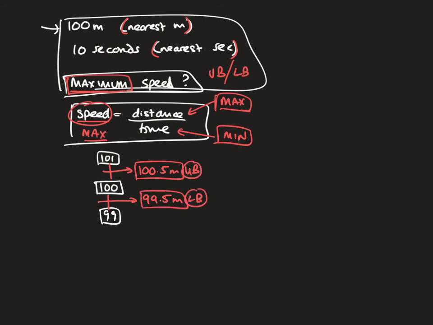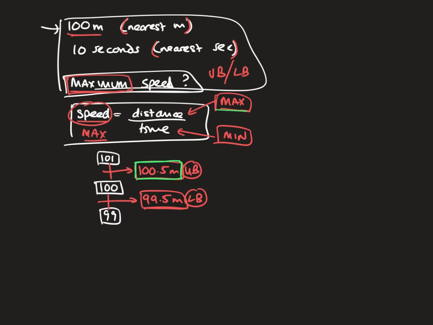Okay, so the problem is, because this person ran 100 meters to the nearest meter, we don't know they definitely ran 100 meters. They might have run 100.5 meters, or they might have run 99.5 meters, because it hasn't been measured exactly. Of course, it's probably close to 100, but if it says to the nearest meter, it could have been as low as 99.5 meters. Now, because we're trying to get the maximum speed, it will be given with a maximum distance, if this person ran 100.5 meters.